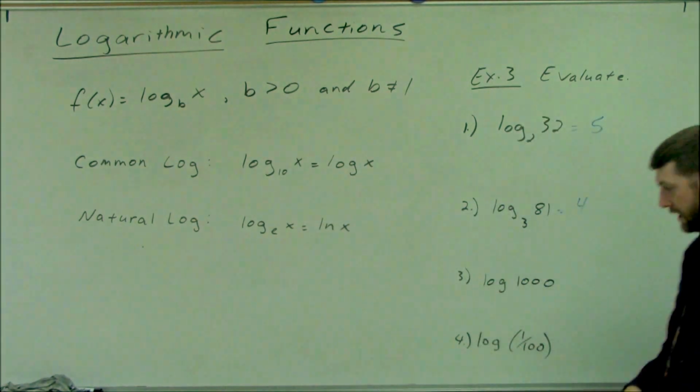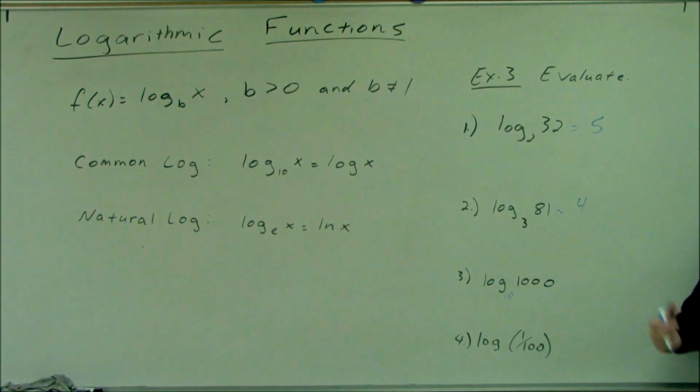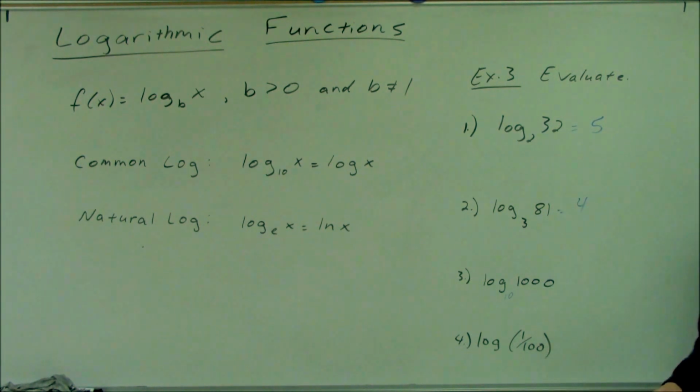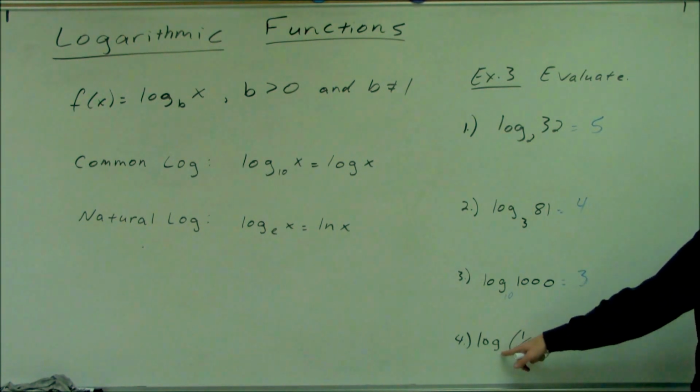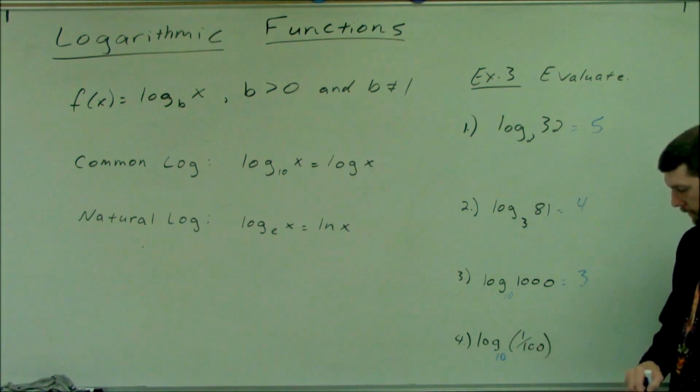It's the understood base 10. If you need to, write that base 10 in there, that's fine. And then 10 to what power is 1,000? 10 to the 3rd power is 1,000. And finally down here, log, again, we don't see a base, so it's that understood base 10, of 100.